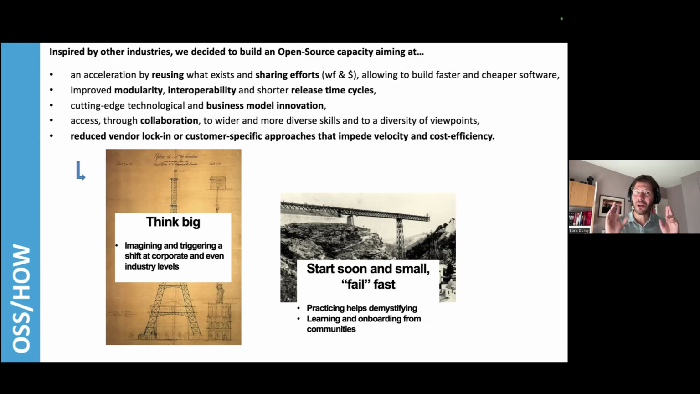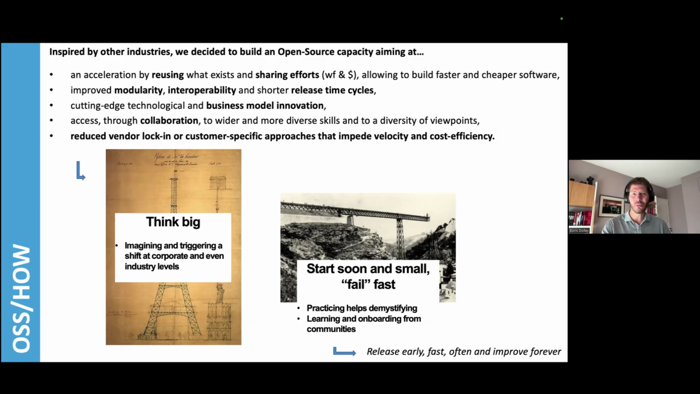But we learned this reflex is: think big, but act locally, start soon, start small, and fail fast. It's a real cultural shift. We were not used to failing. Failure was not an option for us in the first plan. So now we learned: don't be shy. You have something, put it public. Release early, release fast, release often, but improve forever.